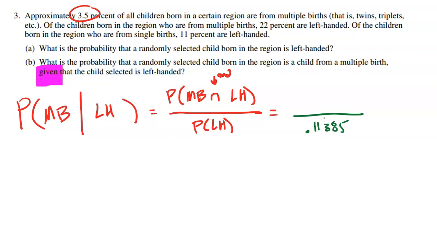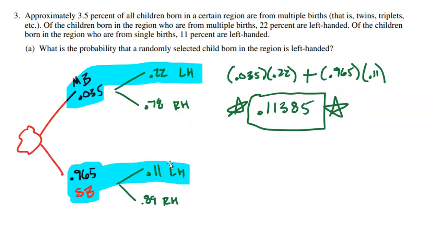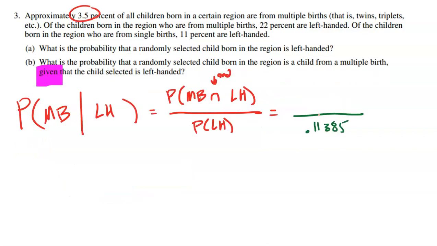Now, the numerator is very specific. It's multiple birth and left-handed. So I go back to my tree diagram. That would only be this top branch. This top branch right here is the specific branch that is only for multiple birth and left-handed. That branch is 0.035 times 0.22. So that's going to go on my numerator here.